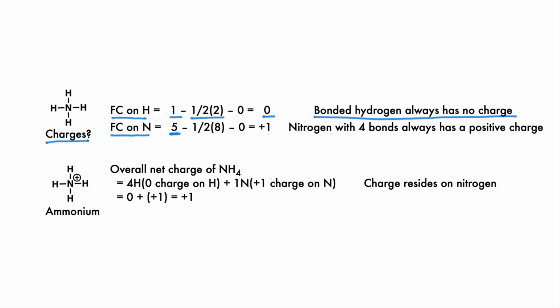Atomic nitrogen owns 5 electrons. The nitrogen in NH4 owns half of the 8 bonding electrons, which is 4, and there are no non-bonding electrons, so the net charge is +1. We can also calculate the overall net charge of the molecule. We add up all the charges of the individual atoms. The net charge of the entire molecule is +1, since all of the hydrogens are neutral and nitrogen has a +1 charge. In organic chemistry, we always put the charge right by the atom where it resides. This is the ammonium ion.